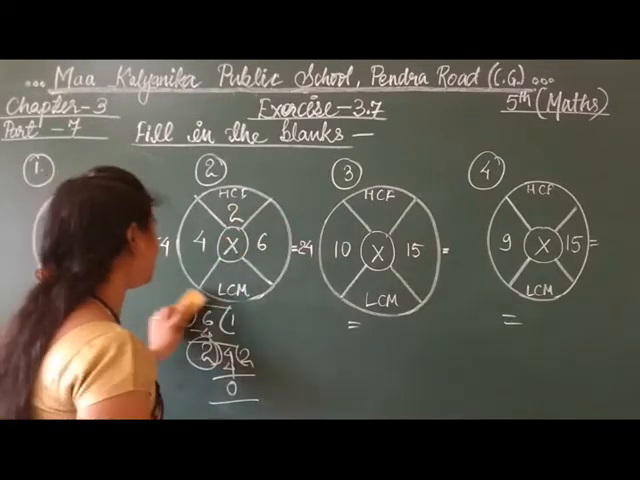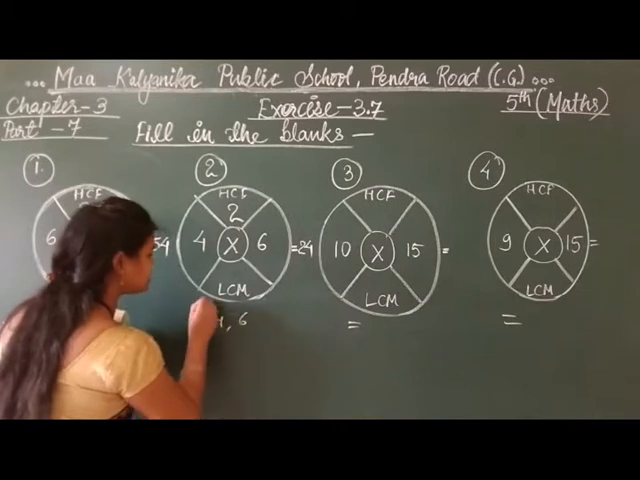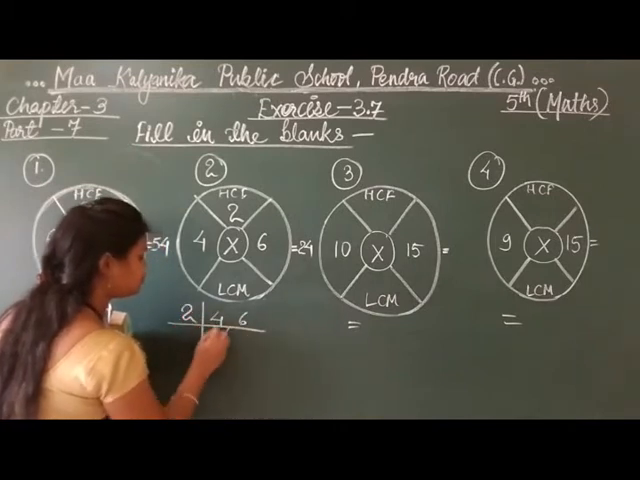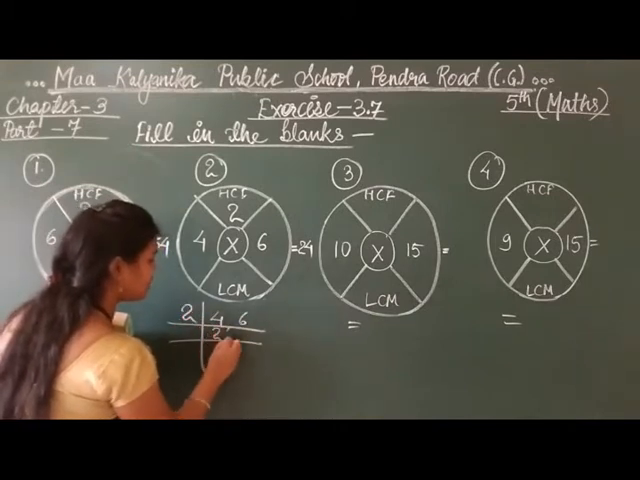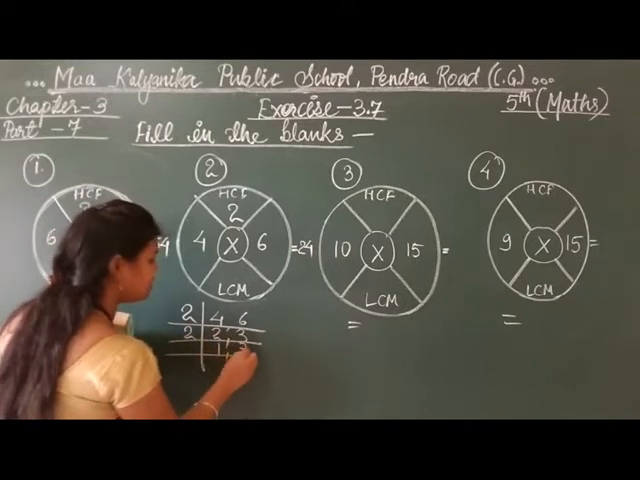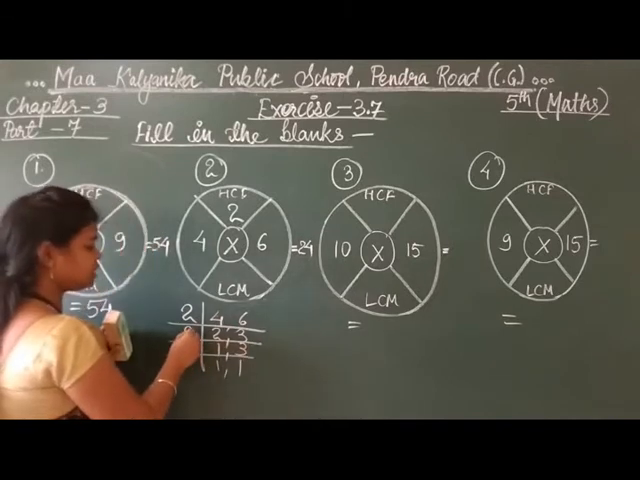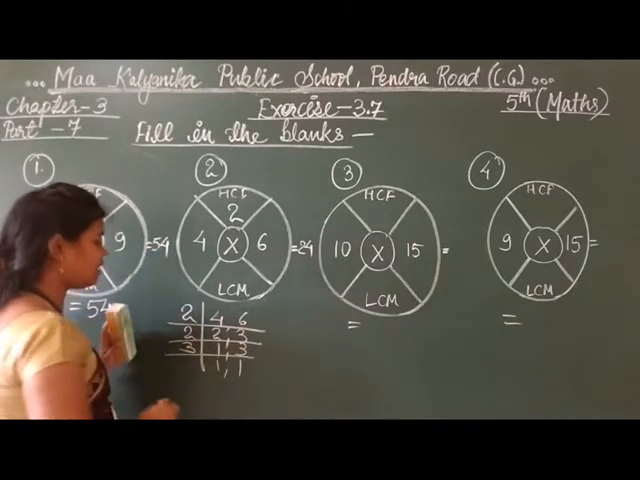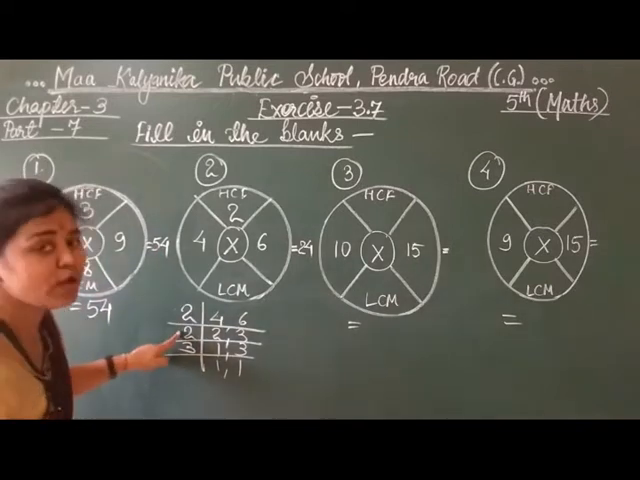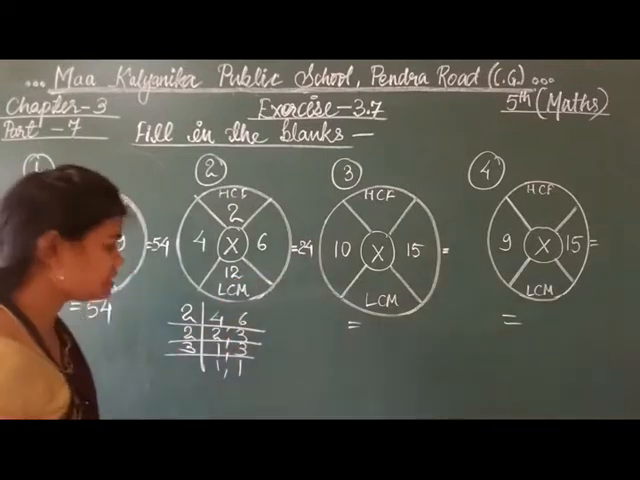After finding the HCF, we will find the LCM. So 4 and 6. Table of 2: 2 twos are 4 and 2 threes are 6. Now 2 ones are 2, 3 will be as it is. Now 3 ones are 3. So 3 twos are 6 and 6 twos are 12. Or 2 twos are 4, 4 threes are 12. So 12 is the answer here.